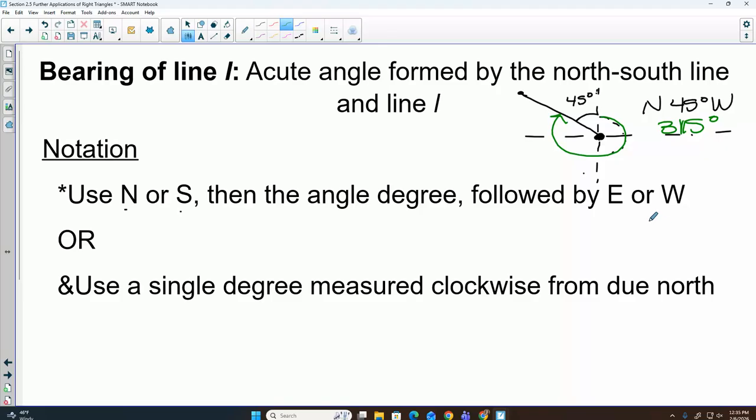Bearing comes up a lot in navigation. Military uses bearing for a lot of different things, even surveyors, people that go out and measure properties and give legal descriptions of land. If you ever buy land, you will see a legal description and it has bearing references in it. So it is something that is actually used.